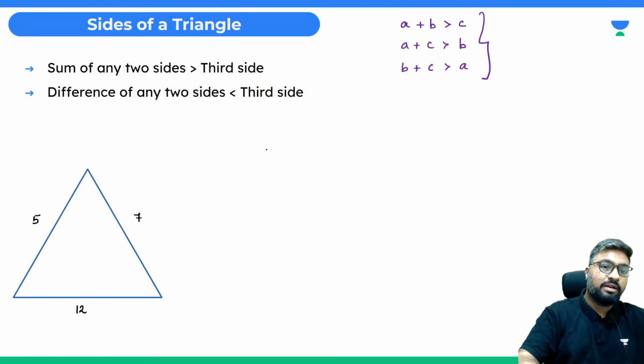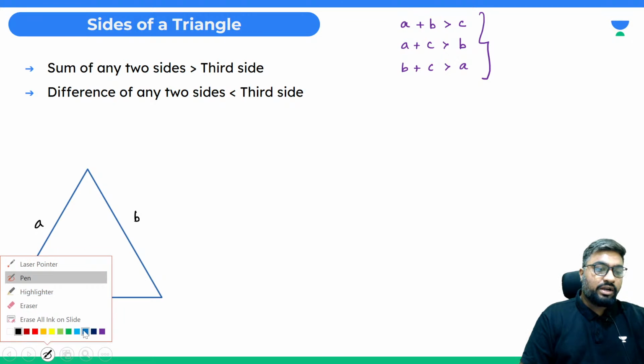So here what's the problem? 5 plus 7 is not greater than 12. It's equal to 12, right? So it would not satisfy as a triangle. Clear? Got this, everybody? Three sides, A, B, C.